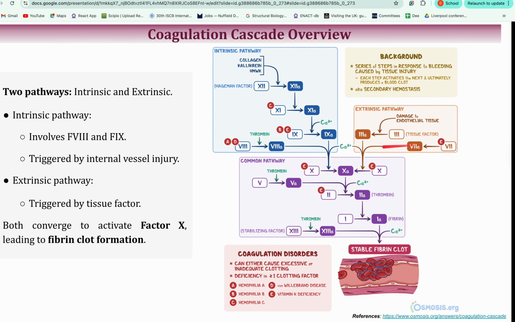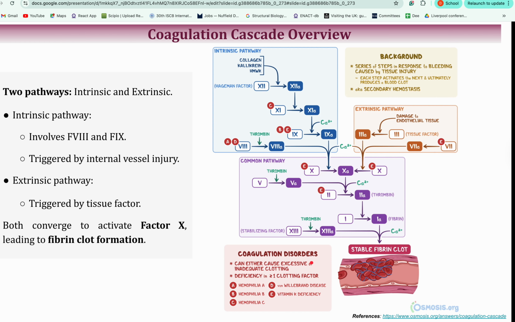So this is the extrinsic pathway and this is the intrinsic pathway. Collagen, kallikrein and HMWK initiate the intrinsic pathway, whereas damage initiates the extrinsic pathway. So this is a series of reactions, and ultimately their aim is to convert factor 1A and factor 8A to generate a stable fibrin clot.